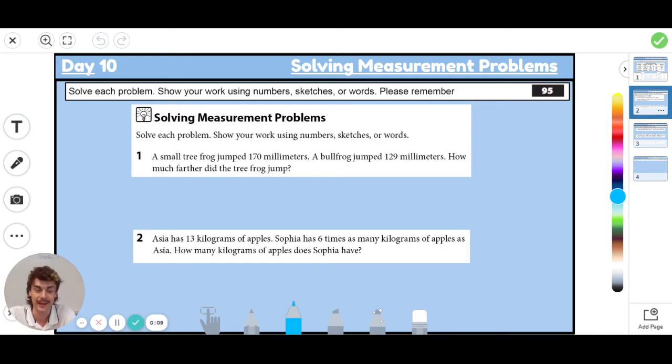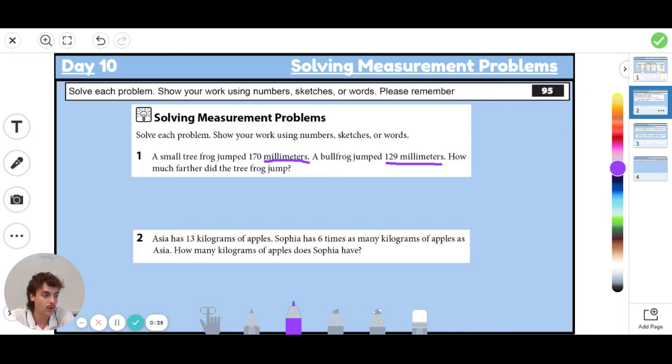So as we can see here, starting off with number one, it says a small tree frog jumped 170 millimeters. So we have 1 unit of millimeters. A bullfrog jumped 129 millimeters. So we have another millimeter measurement. How much farther did the tree frog jump?